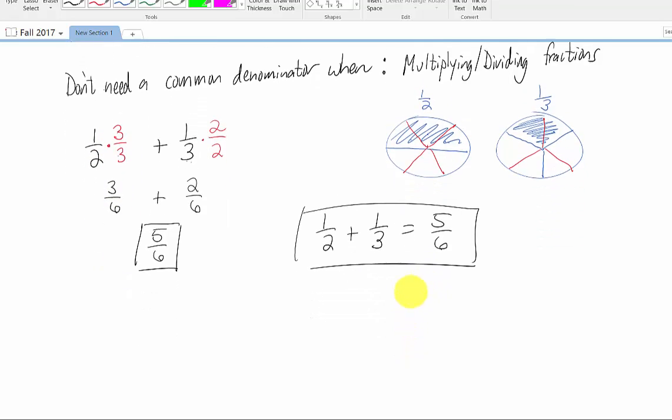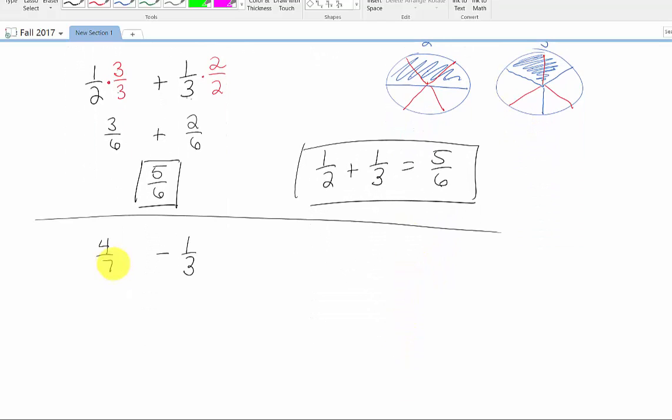Okay, let's try one where we subtract fractions. I'm going to leave a lot of room again here, and I want to do 4/7 minus 1/3. Okay, we want the denominators to be the same in these two fractions. And to do that, we need to multiply the first fraction by 3/3 and the second fraction by 7/7. If we multiply straight across the numerator and straight across the denominator, we get 12/21 for our first fraction and 7/21 for our second fraction.